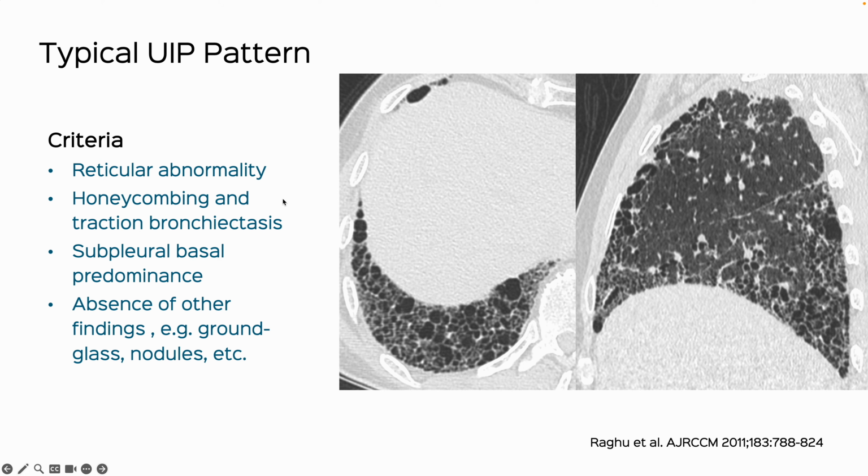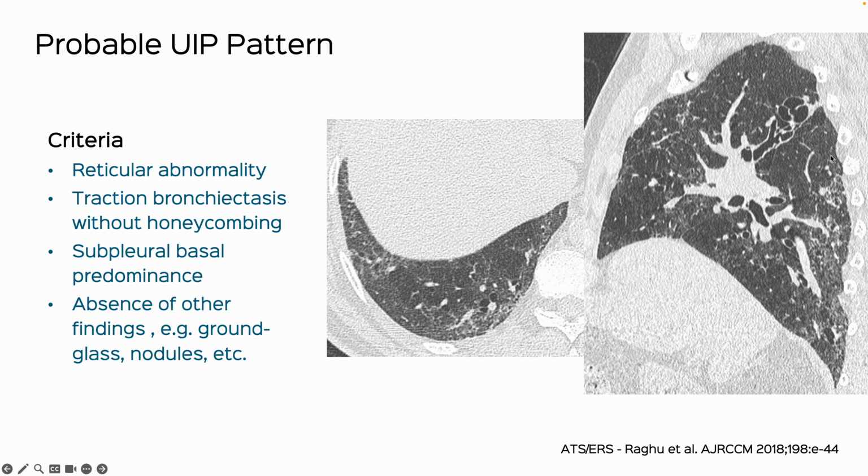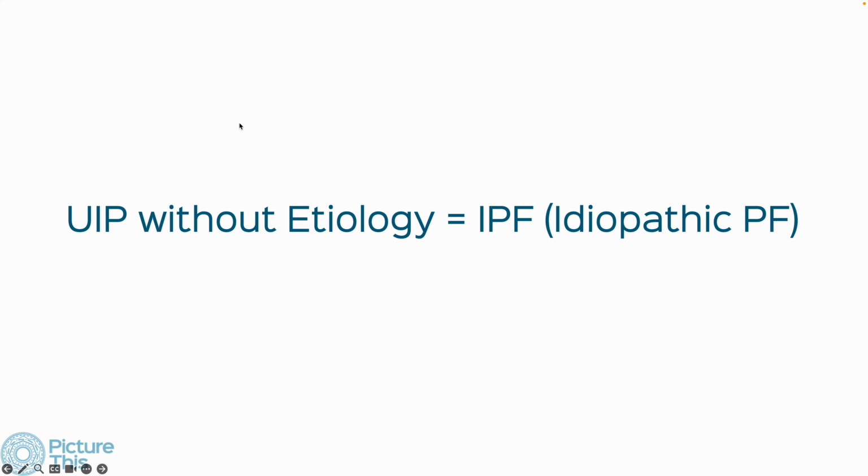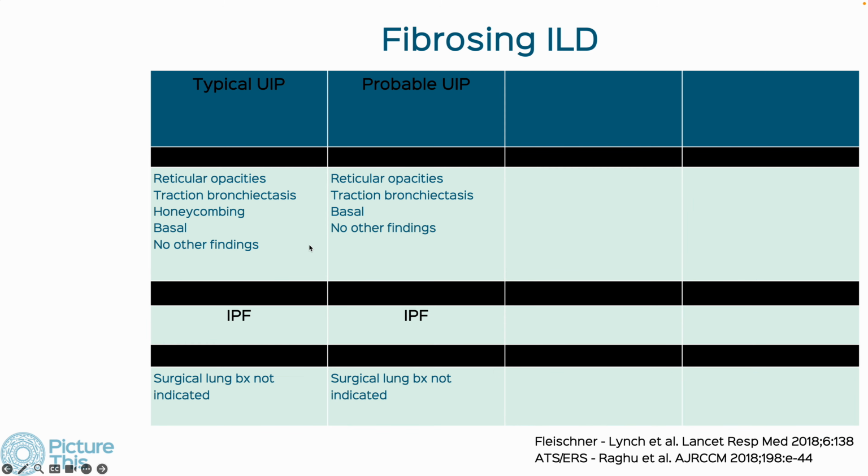together. And if we see reticular opacities, honeycombing, traction bronchiectasis, subpleural basal predominance, and nothing else, then that implies a typical usual interstitial pneumonia or UIP pattern. The same findings, but without the honeycombing, would be the probable UIP pattern. And UIP without etiology then becomes idiopathic pulmonary fibrosis.